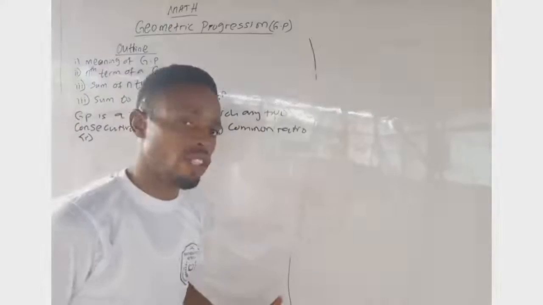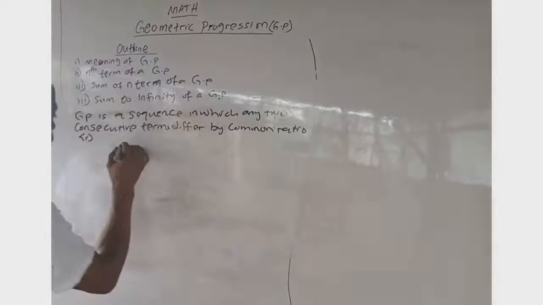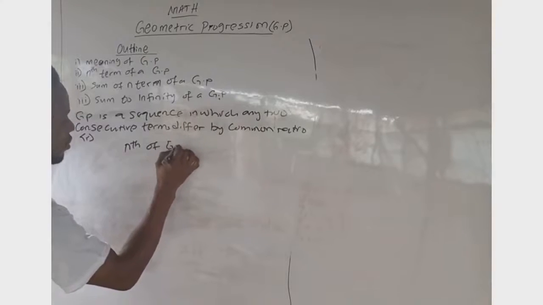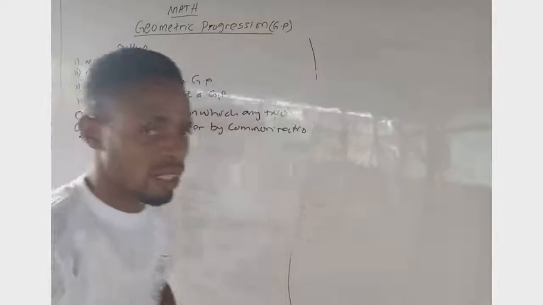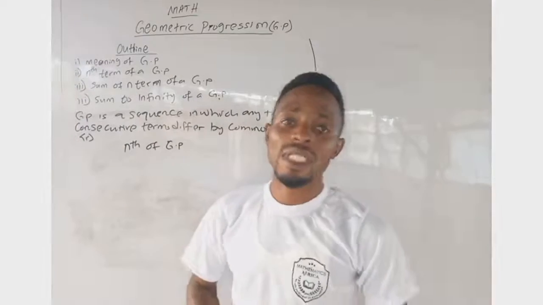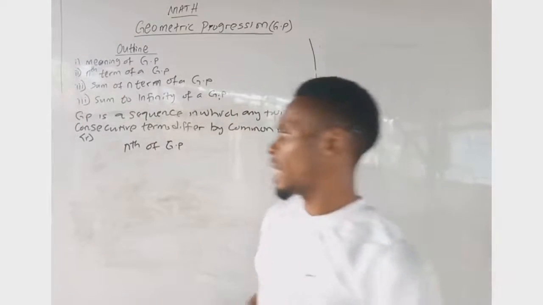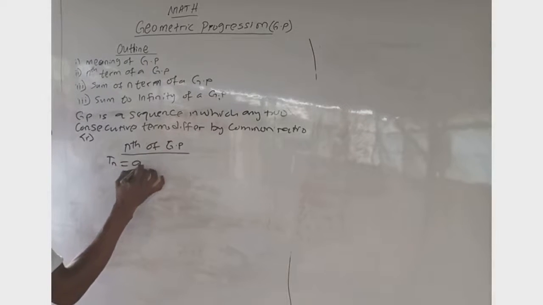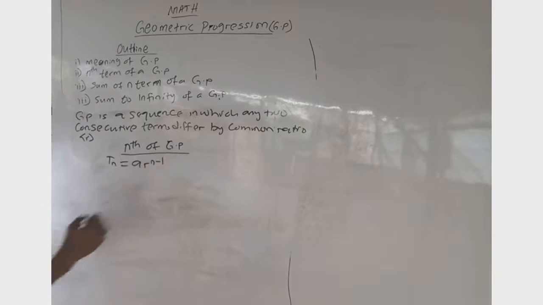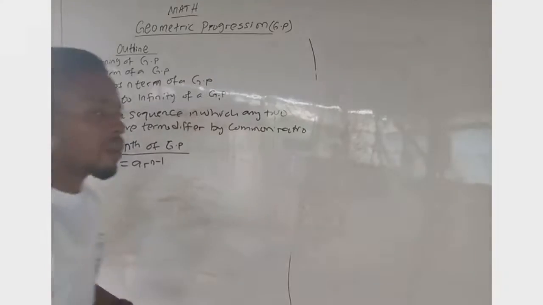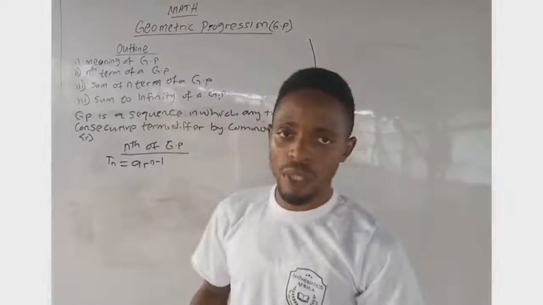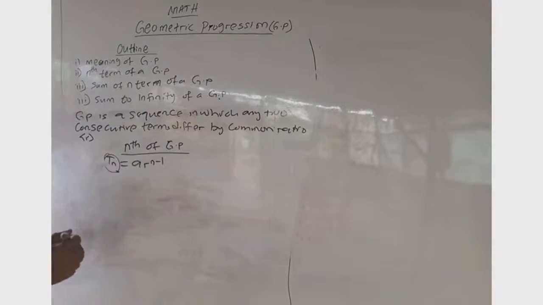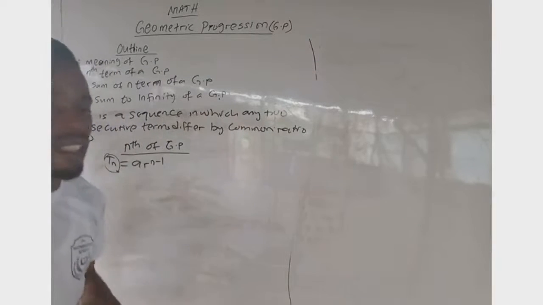Let's quickly move down to the nth term of GP. This nth term of GP has a general formula, which mathematically says that Tn is equal to a r raised to power n minus 1. This is the general formula to calculate the nth term of GP. This Tn is the nth term of the GP itself.